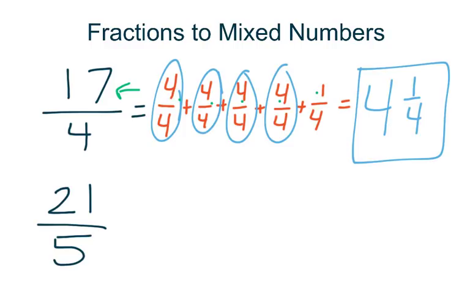For this one, I'm going to choose option number 2, so I'm going to do some division. I have 21 inside of my division house, and I'm going to divide. 5 goes into 21 4 times. 5 times 4 gives me 20. I subtract, and I'm left with a remainder of 1.